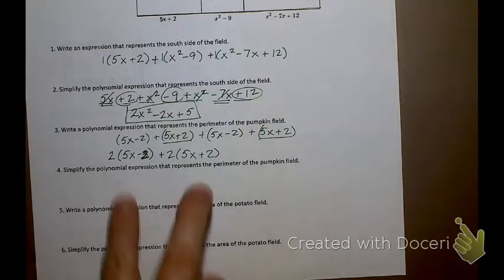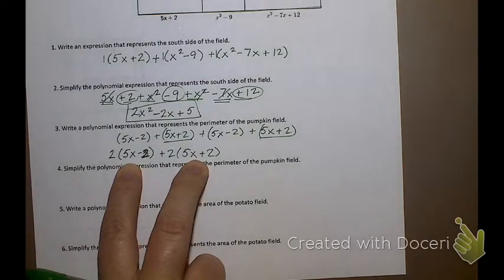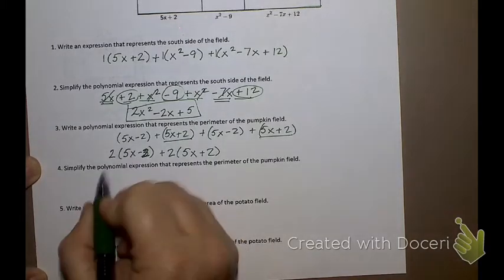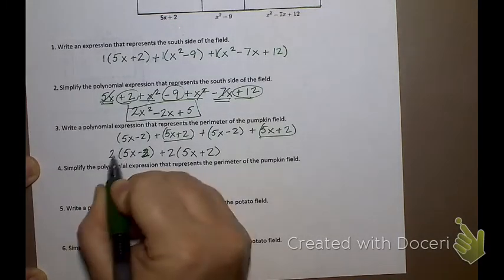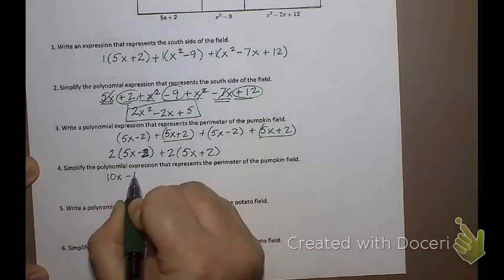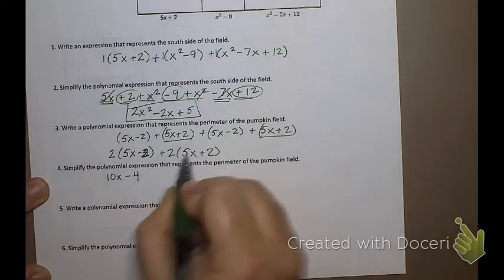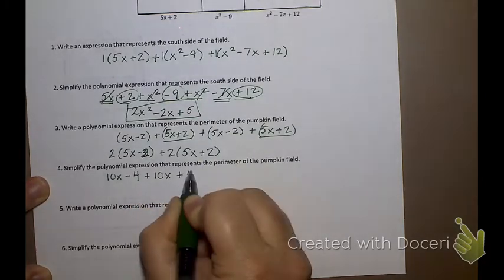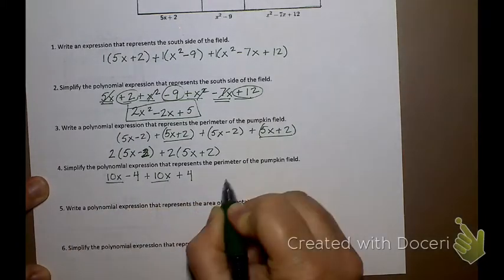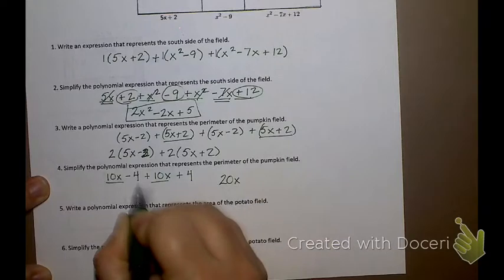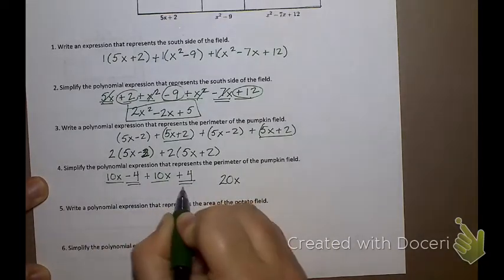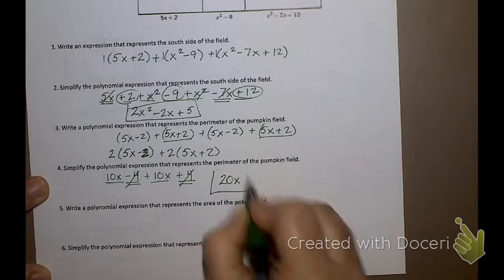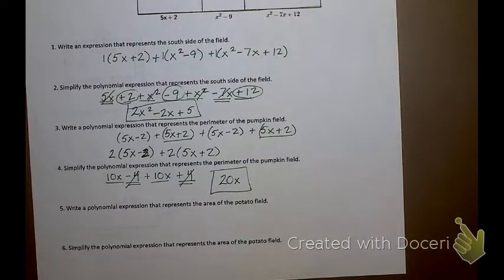Simplify that one. I'm going to simplify this one because it's going to be less that I have to distribute, right? Yeah. So let's see. 2 times 5x would be 10x. 2 times negative 2 would be negative 4, and then 2 times 5x is 10x, and 2 times 2 is 4. So I have 10x plus 10x, which is 20x. And what about negative 4 plus 4? That just cancels out, so I just have 20x. Would be my expression that represents the perimeter of the pumpkin field.